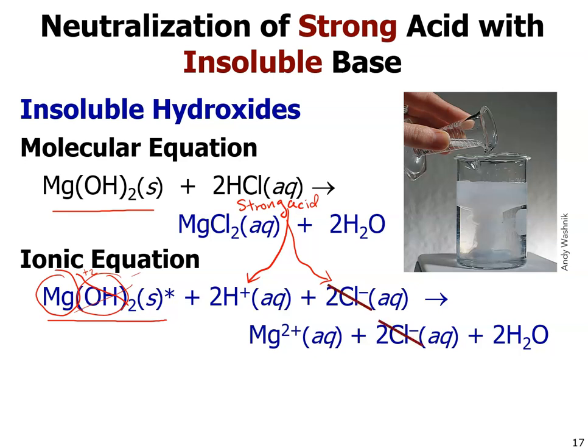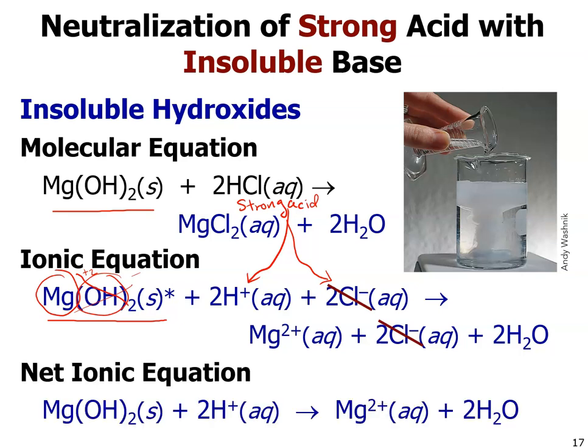So the spectator ions are the chloride ions. So the net ionic equation is the magnesium hydroxide, which is solid, which we write as one group. We have the hydrogen ions that are going to be the acid. Magnesium is going to be left over, and then we create some water. So this is the net ionic equation. That's a balanced equation for this reaction.